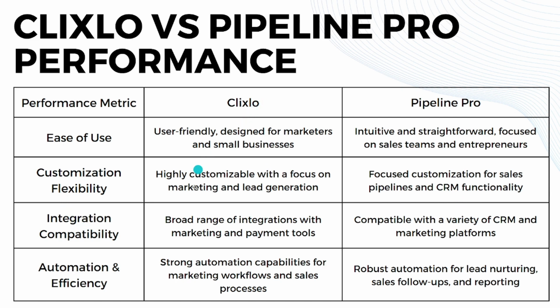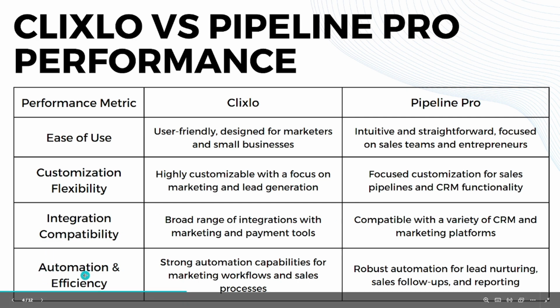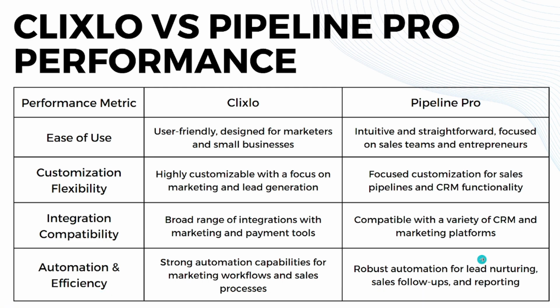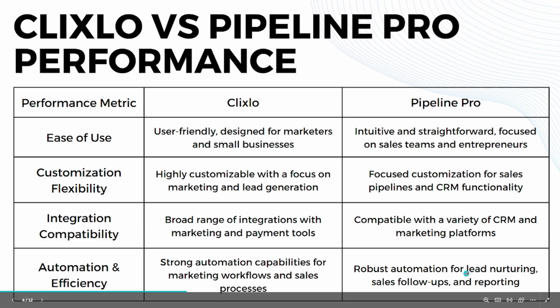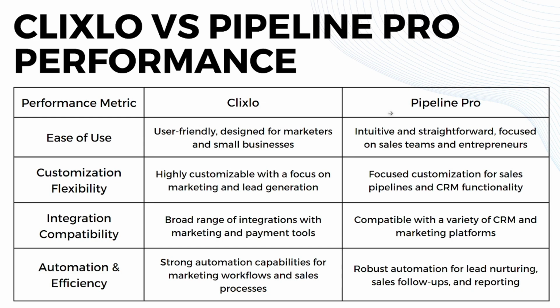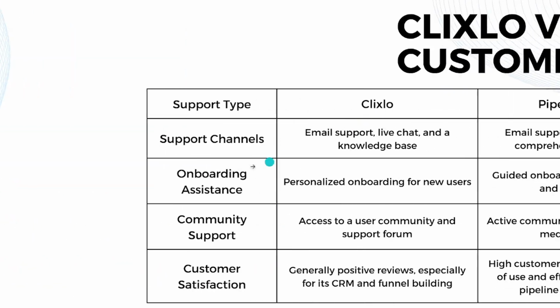And when we talk about the integration compatibility, Clixlo has a broad range of integrations with marketing and payment tools, while Pipeline Pro is compatible with a variety of CRM and marketing platforms. And lastly, for automation and efficiency, Clixlo has strong automation capabilities for marketing workflows and sales processes, while Pipeline Pro has robust automation for lead nurturing, sales follow-ups, and reporting. So yes, that's it for the simple performance comparison. So now let's go directly to customer support.